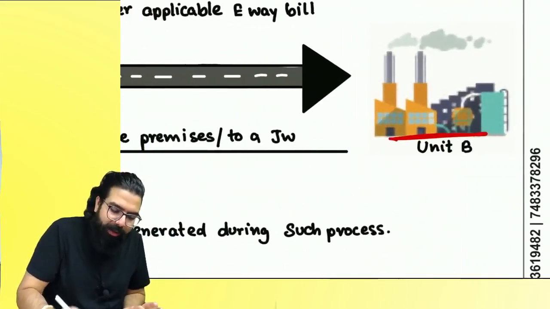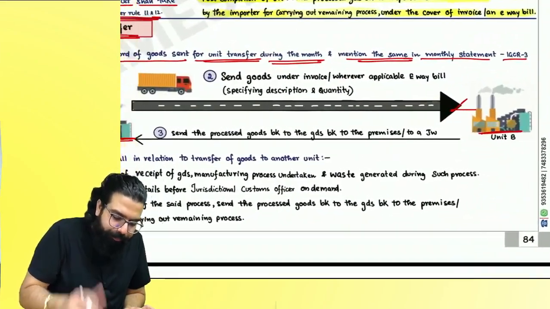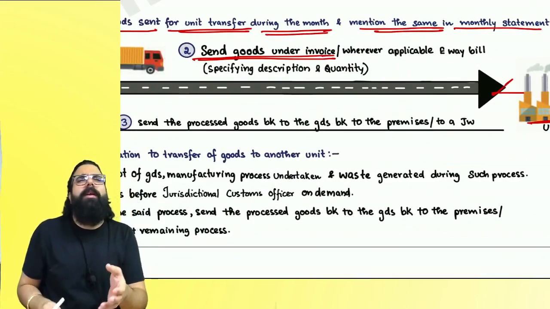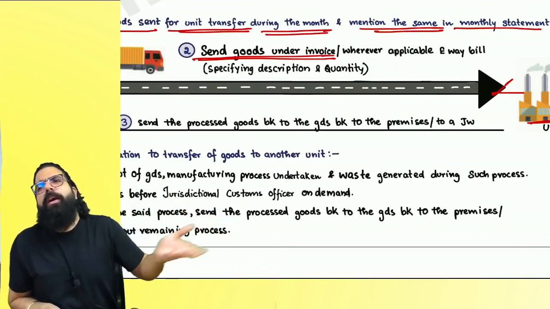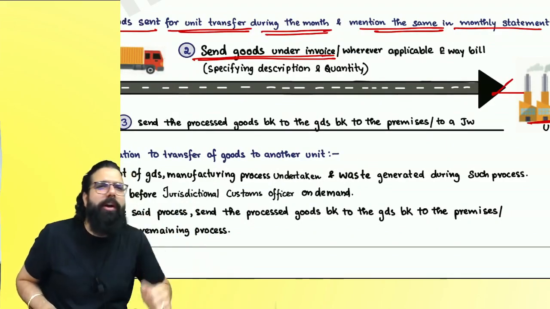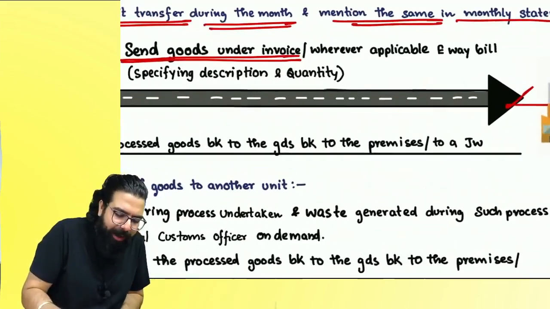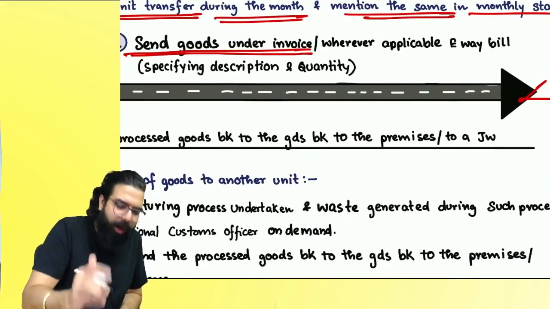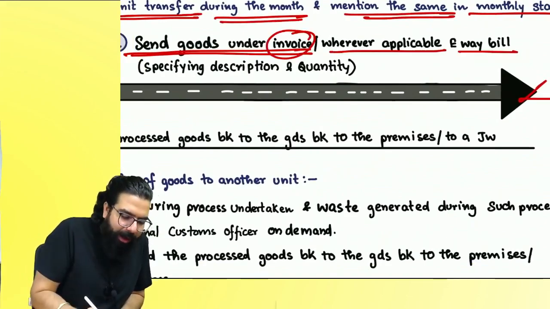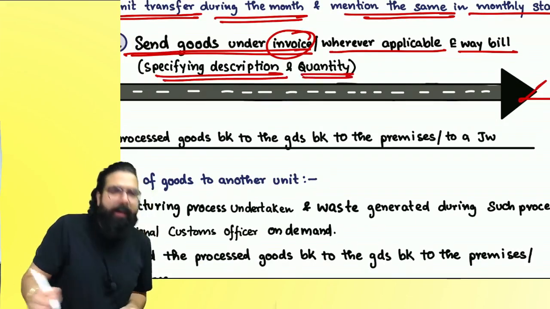Next, number two, once the goods have reached the inter-unit, when you are sending it within the state, you are not selling it, so you might use your delivery challan and e-way bill. But the law in customs says what? Invoice or wherever applicable, e-way bill, and specify the description and quantity.